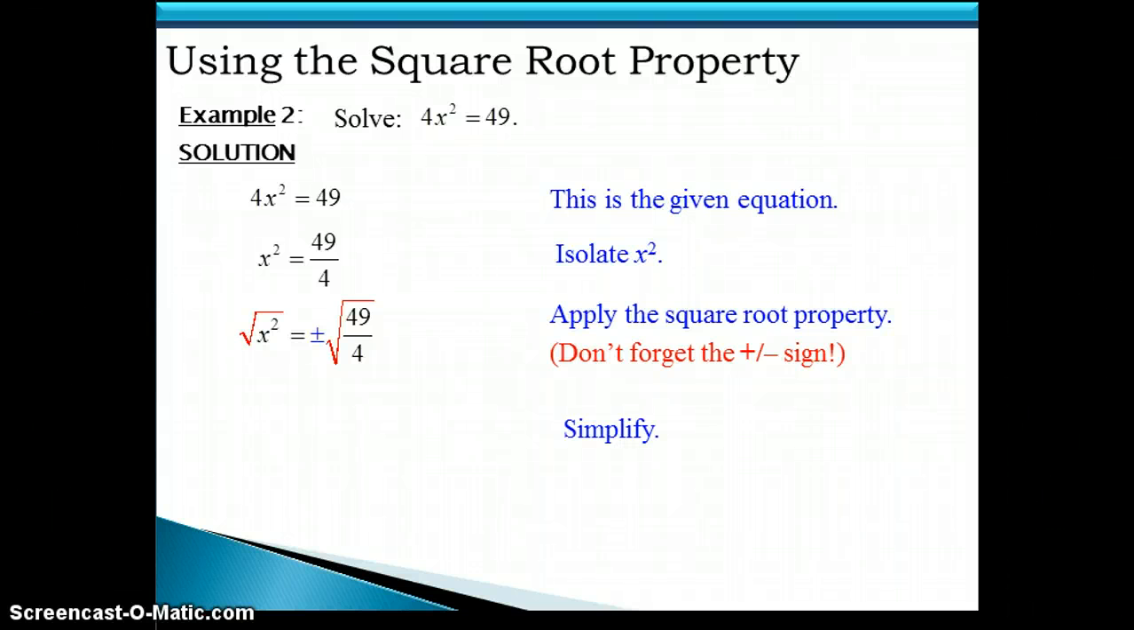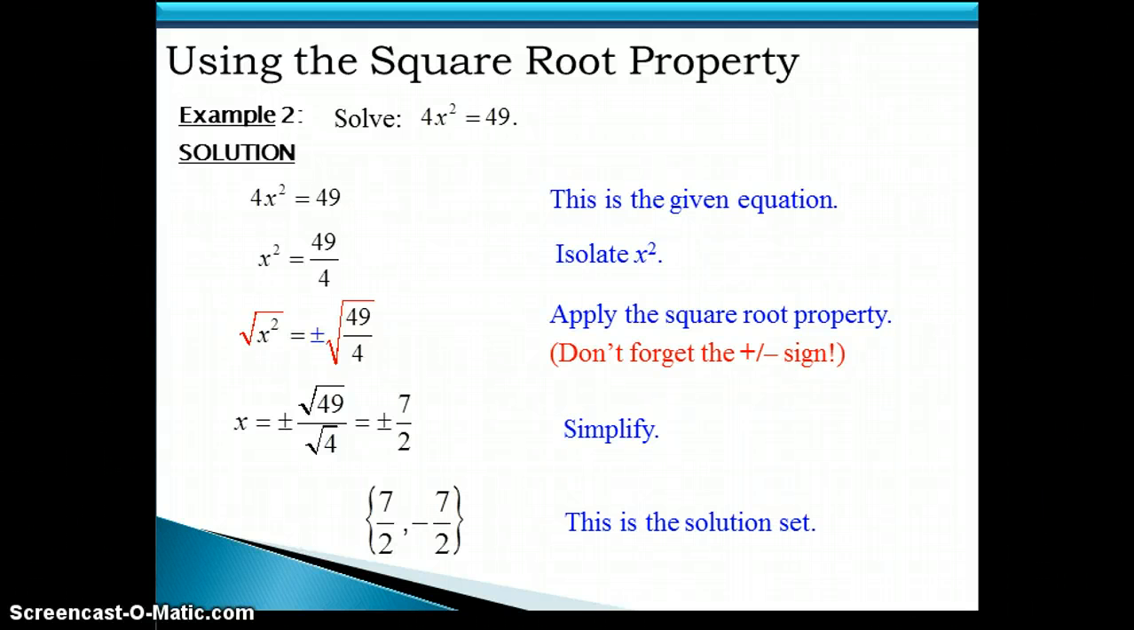And then we simplify. The left side will simplify to x because we're just square rooting that side so we can undo the exponent of 2 that was on the x. And on the right side we can apply the quotient rule that we just learned and take the square root of the top and the square root of the bottom separately. The square root of 49 is 7 and the square root of 4 is 2. So our solution set includes 7 halves and negative 7 halves.